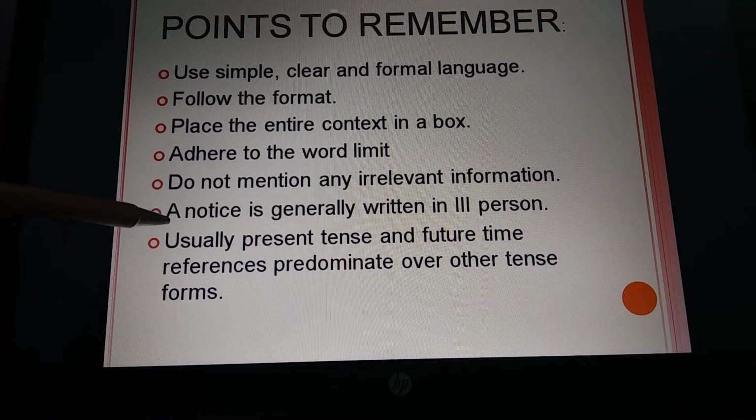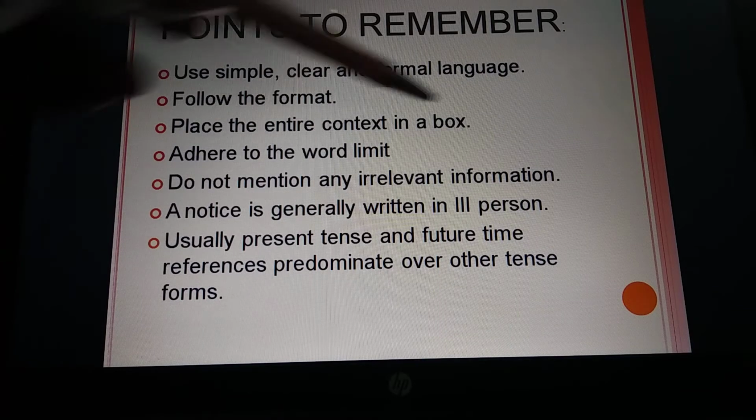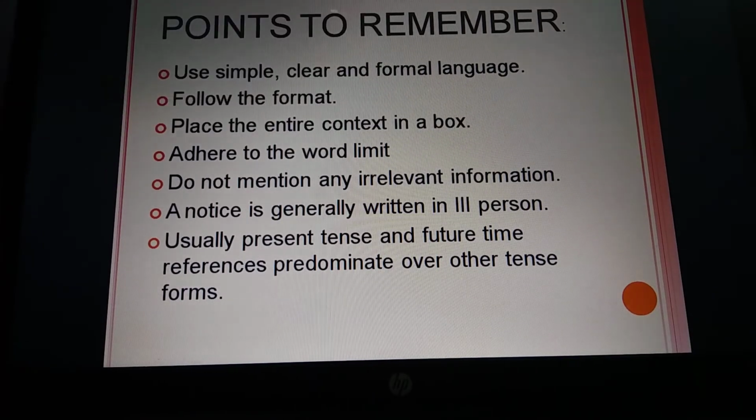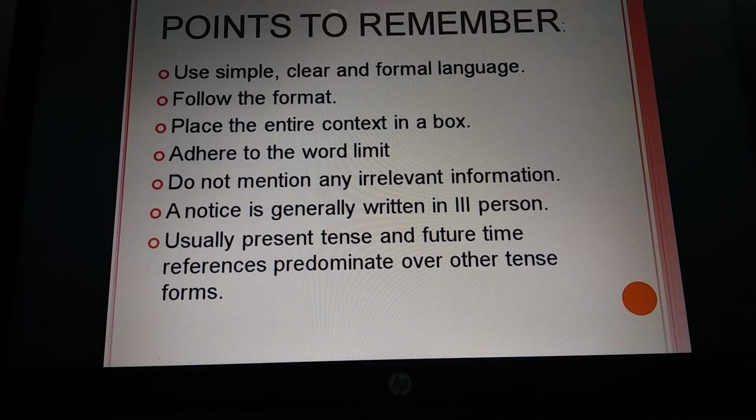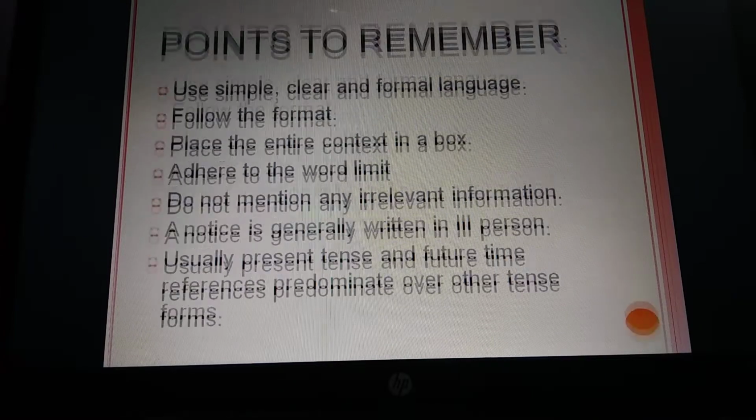Next, a notice is generally written in third person. Avoid using first person like I or you in the notice. And the last point there: usually the present tense and future tense, that is future time references, predominate over other tense forms. That is the tense to be used while writing a notice. Now let's see the format.